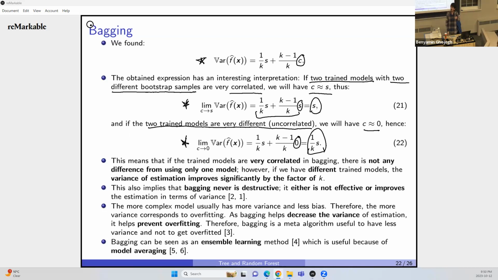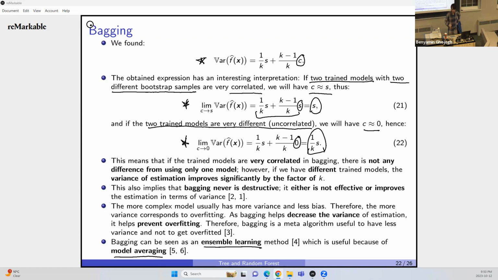So bagging helps reduce the variance of estimation, so it helps us not to have too much error. It helps to have several models, but these models need to be different. Otherwise, it doesn't make any sense. This is called bagging, and also called ensemble learning, also called model averaging, because we aggregate and average the models, right?